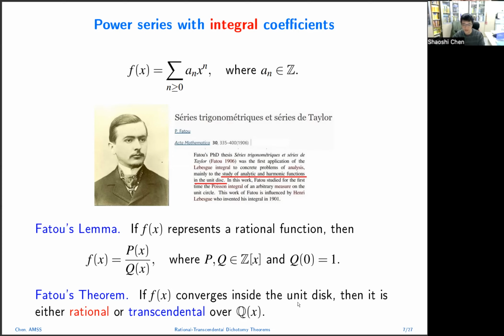So if this is achieved, if the convergence radius is equal to 1, which is the extremal case, then Fatou showed that this power series is either rational or transcendental, which excludes the irrational algebraic case. So this is, I think, the first rational-transcendental dichotomy for power series.